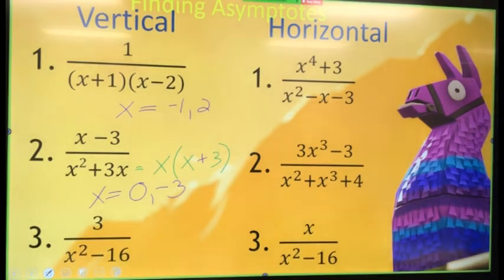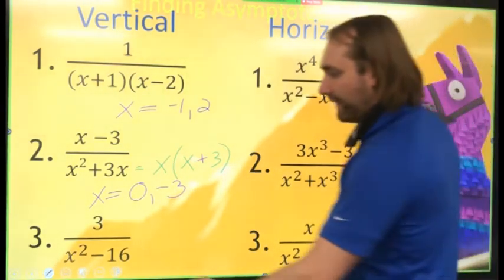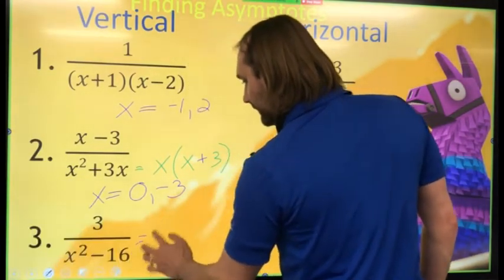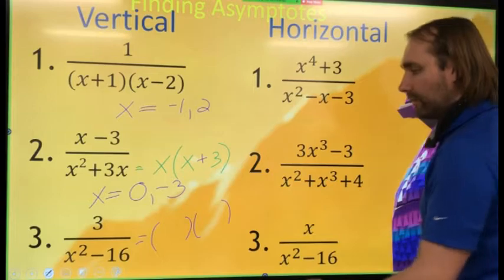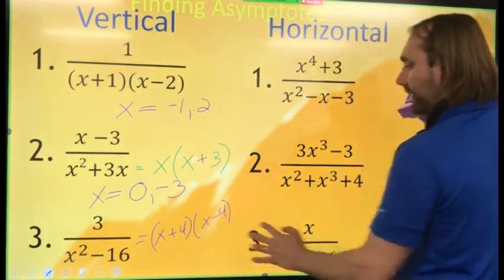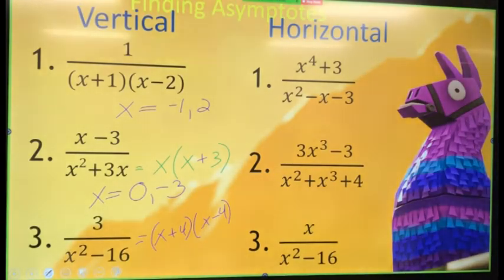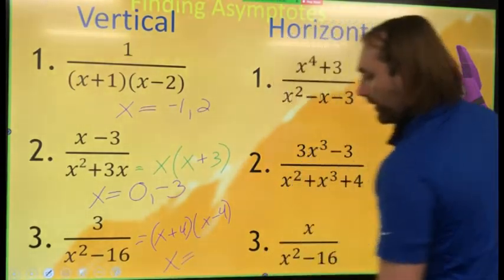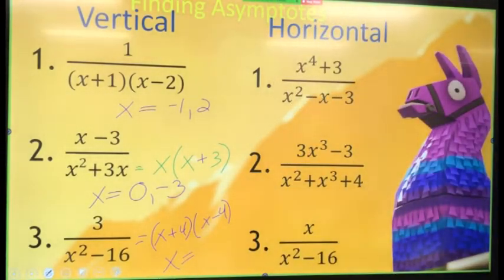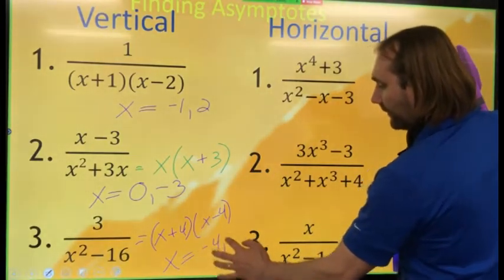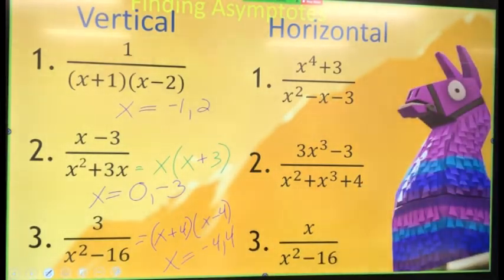Number 3, 3 over x squared minus 16. I have to factor that x squared minus 16. Can somebody tell me how it factors? x plus 4 times x minus 4. Yep, that's a difference of squares that follows the a plus b, a minus b format. In this format, I can easily see what my vertical asymptotes are going to be, and they're going to be at what values? X equals -4 and +4. Not so bad, right?